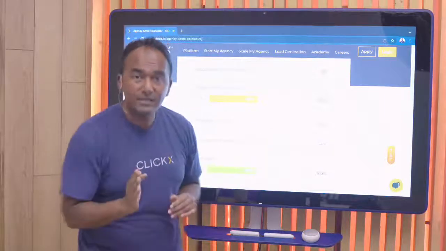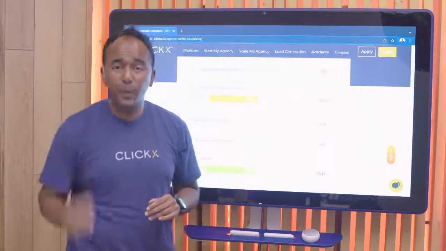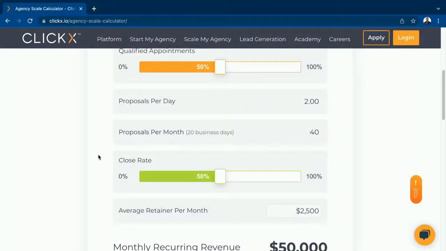If that's the case, we have 2 proposals a day. 2 proposals a day. So let's make it the whole lunch and the not lunch. First thing in the morning, you've got a couple of appointments and you have a proposal.